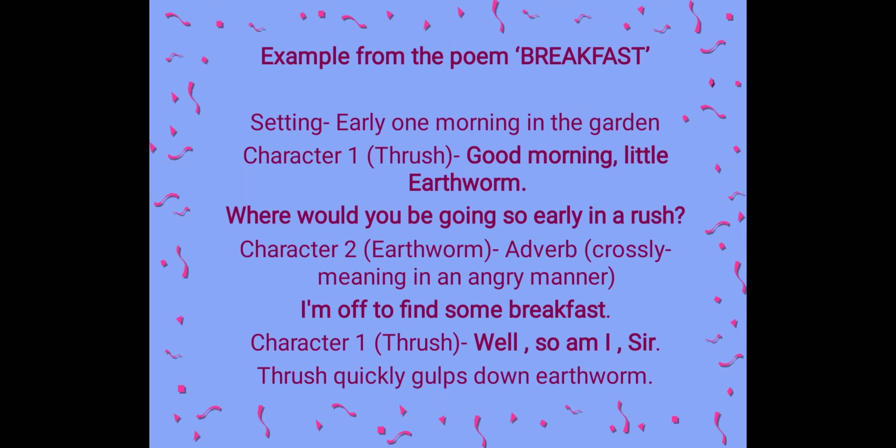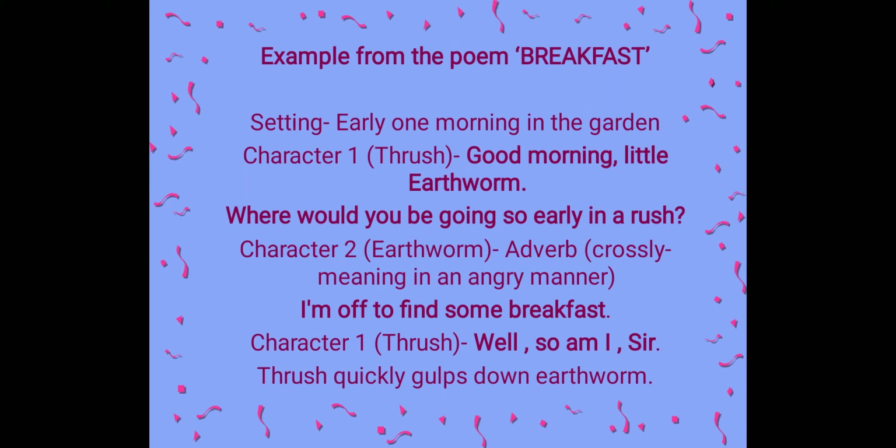Now, the next important point is to have a character. Here we have the first character, that is the thrush. And this is the line that the thrush speaks. Good morning, little earthworm. Where would you be going so early in a rush? Now comes the second character, that is the earthworm. And this earthworm answers in a very crossly manner, meaning in a very angry manner.